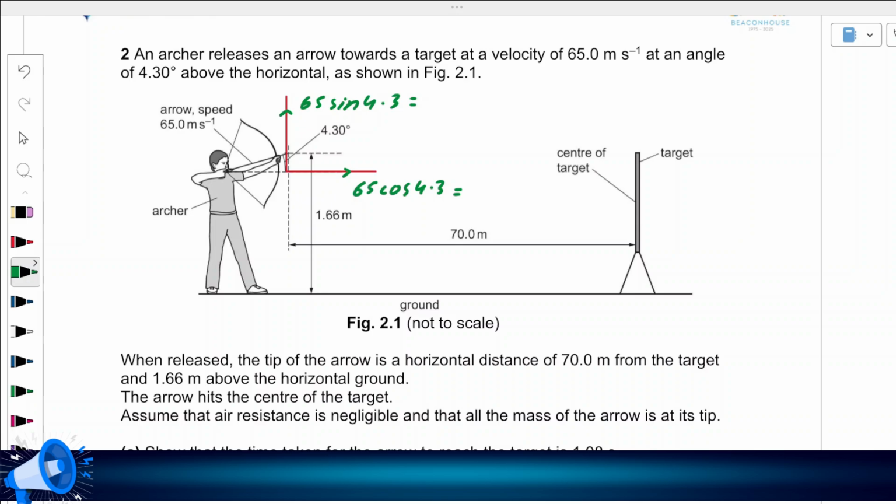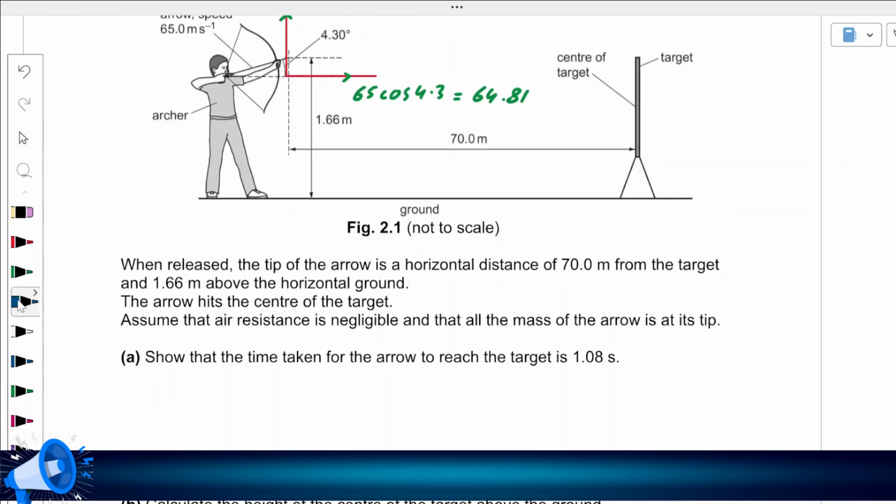Okay, so y is 4.87. So this one would be used as 4.87. This is the initial velocity in y along the y-axis, or the initial vertical velocity, and the other one is 64.81. This is the initial horizontal component of the velocity. We need to find the time taken to reach the target, which is 1.08.